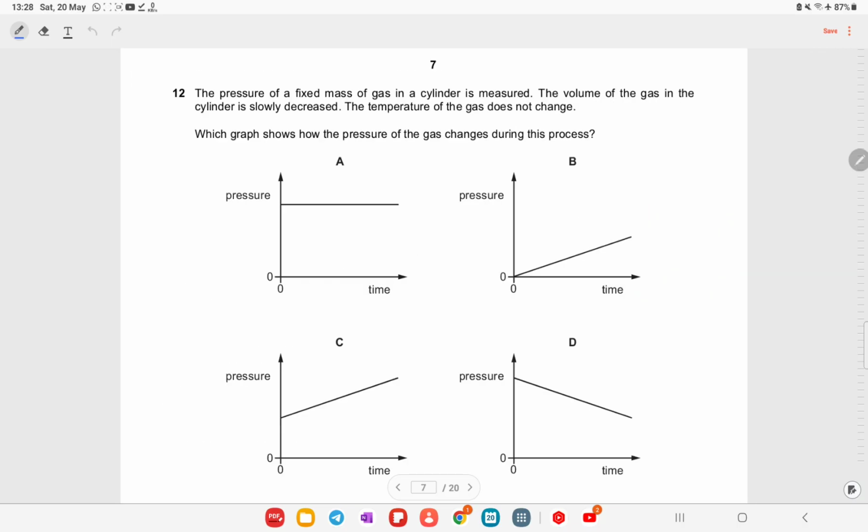The pressure of a fixed mass of a gas in a cylinder is measured. The volume of the gas in the cylinder is slowly decreased. The temperature of the gas does not change. Which graph shows how the pressure of the gas changes during this process?